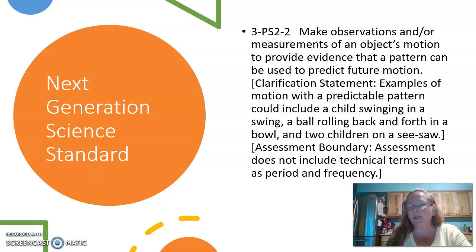Examples of motion with predictable pattern could include a child swinging in a swing, a ball rolling back and forth in a bowl, and two children on a seesaw. Assessment boundary. Assessment does not include technical terms such as period and frequency.